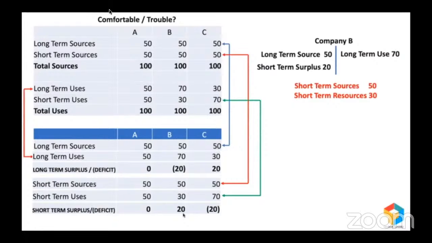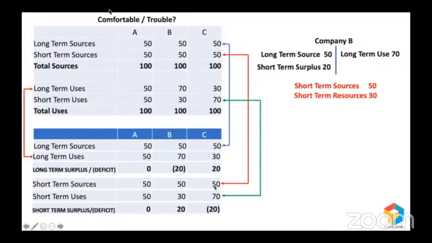It will take more than a year, but they will not wait for more than a year. That's why we say company B is in trouble. But if you look at company C, they've raised 50 million long term, they've spent only 30 million, they had a surplus of 20 million. And that surplus of 20 million along with short-term fund of 50 million, they've created short-term use of 70 million.